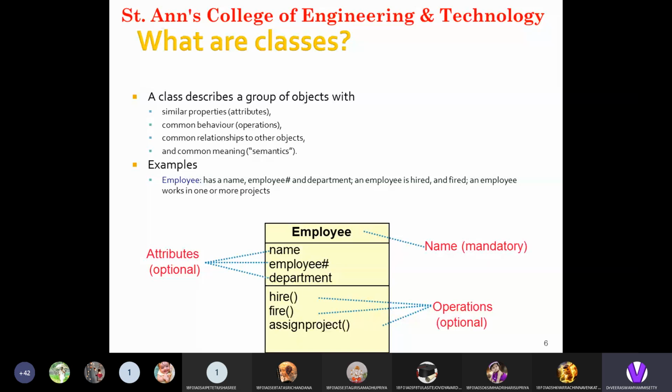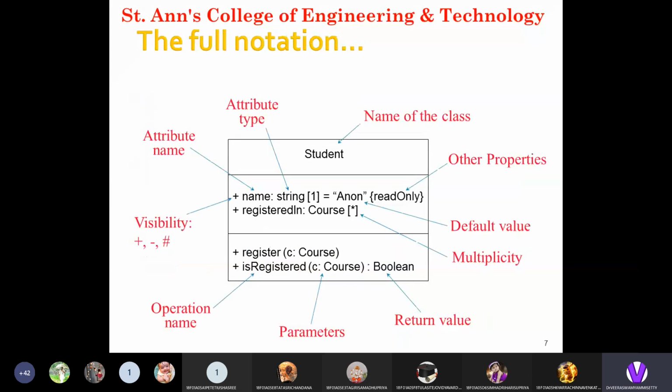A class can be rendered as a rectangle with three parts. The first part shows the class name, the second part shows the attribute names, and the third part shows the operations. These are the notations we will follow in classes. So, the full notation of a class.